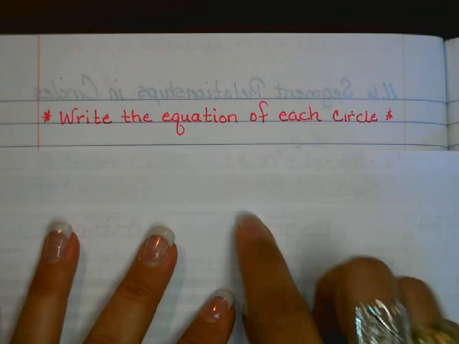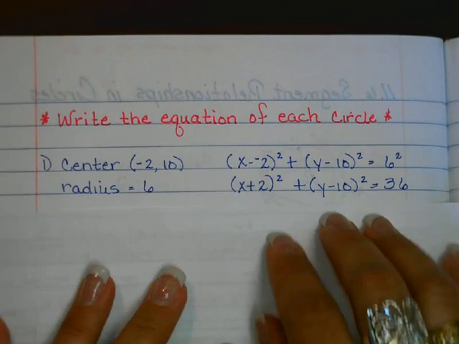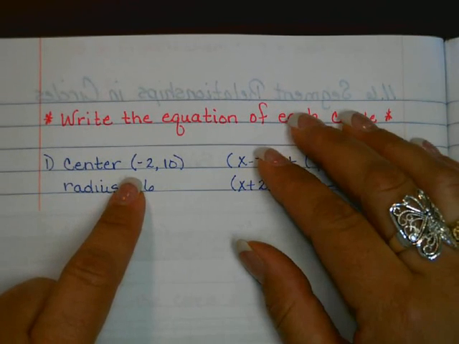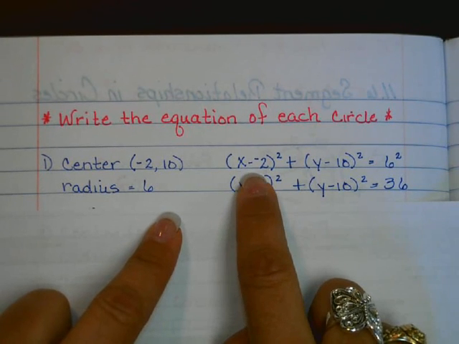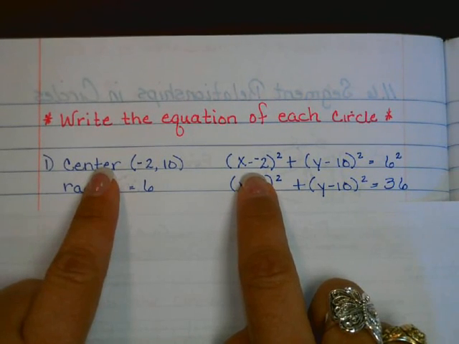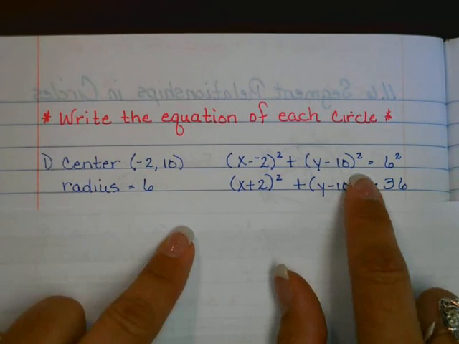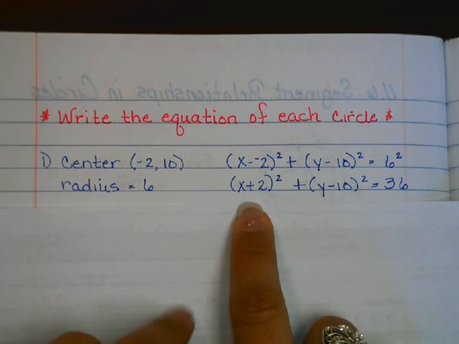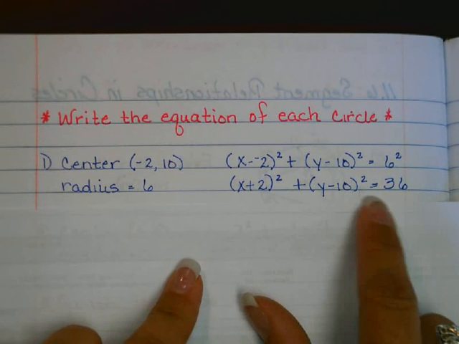So, writing the equation of each of these circles. Well, the first one here, I'll just go ahead and show you this. First one is center is at (−2, 10), okay? And your radius is 6. So when we plug it in, we do (x − h), which is (x − (−2)), squared, plus (y − 10) squared equals the radius squared. When you solve it all down, you have (x + 2)² + (y − 10)² = 36.